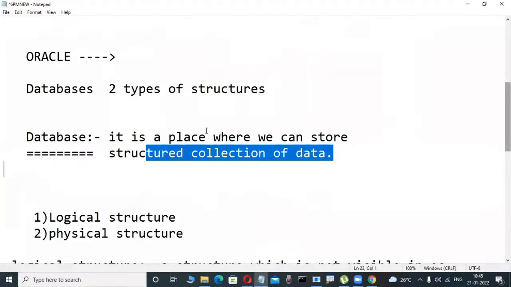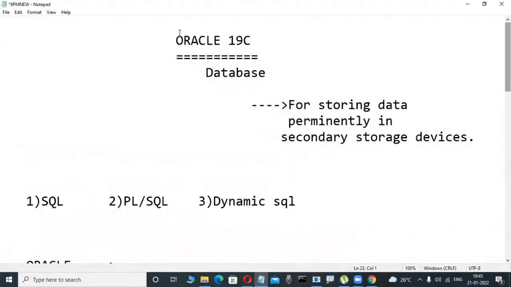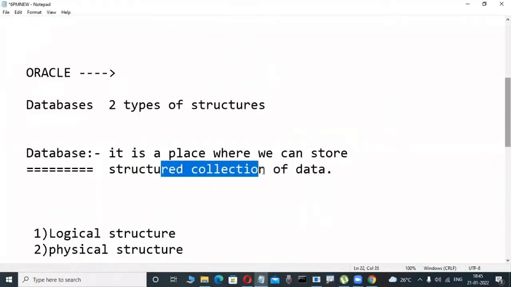Understood? Yes. This is Oracle, a product from Oracle Corporation. In our course, we are learning the 19c version only. This is a database product. What is a database? If anybody asks, as developers we say it is a place where we can store a structured collection of data. That is the logical side we are telling.